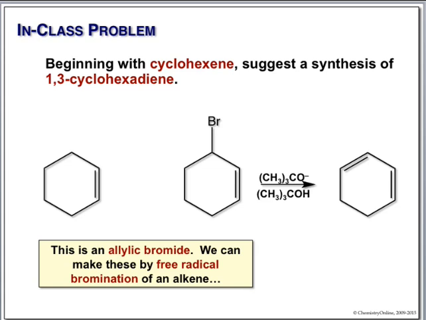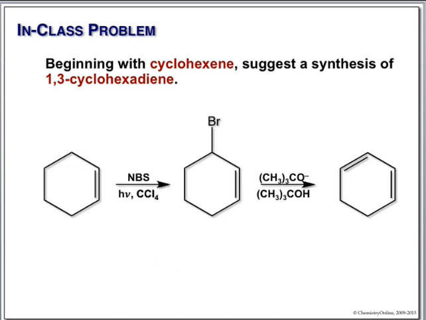We're starting with an alkene. All we want to do is allylic bromination, something like N-bromosuccinimide will work fine. N-bromosuccinimide, shine a light on it, make an allylic radical that picks up the bromine radical and makes 3-bromocyclohexene. Once you have this, you simply do an elimination and we have our diene.